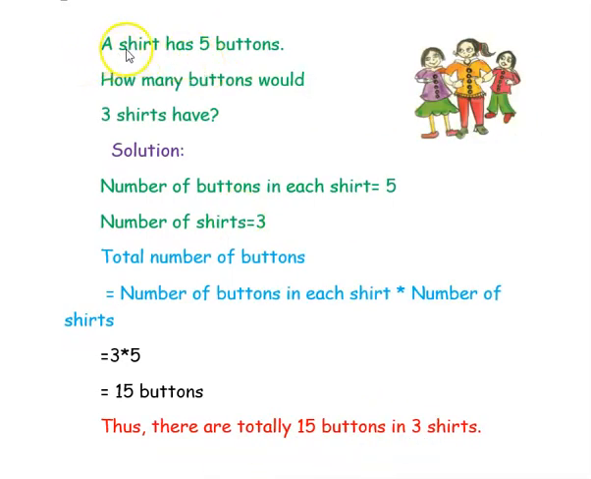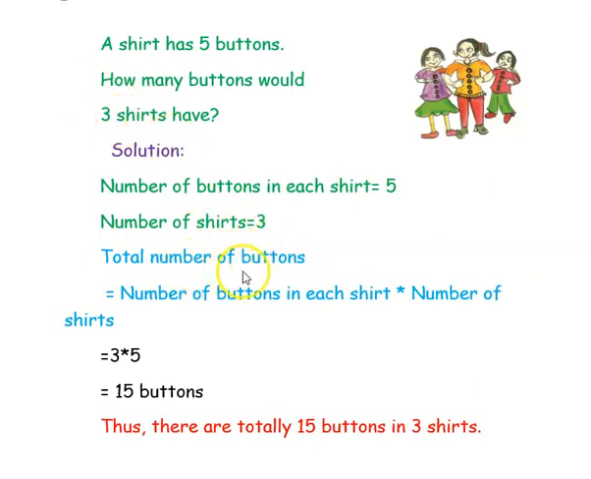Next example: a shirt has 5 buttons. How many buttons would 3 shirts have? So what is given? A shirt has 5 buttons, that is the number of buttons in one shirt. So the number of buttons in each shirt is 5, and the number of shirts is 3.